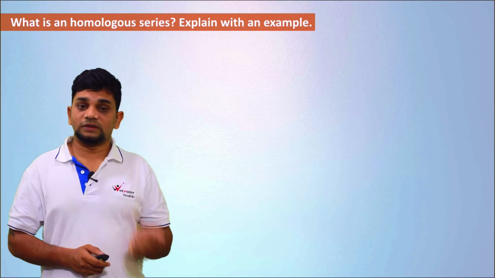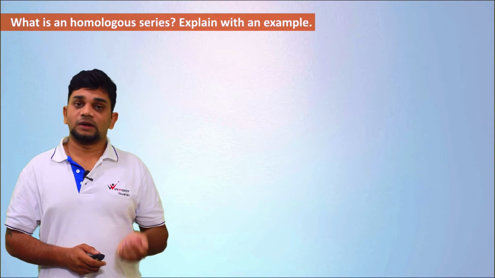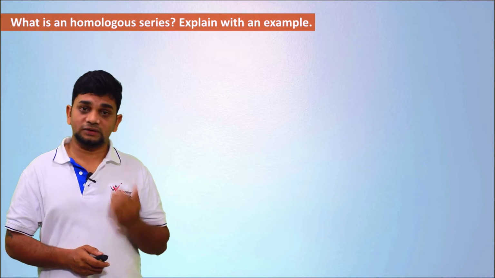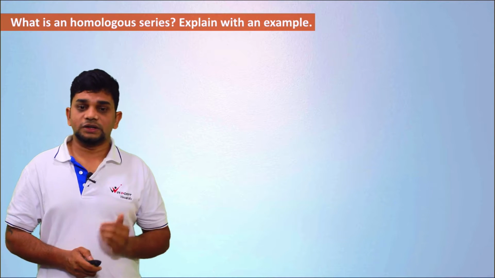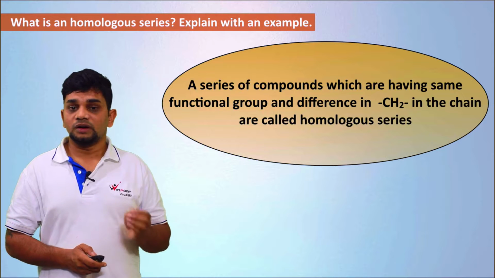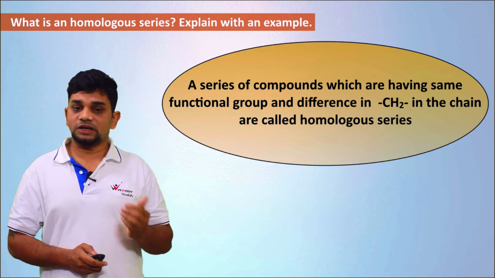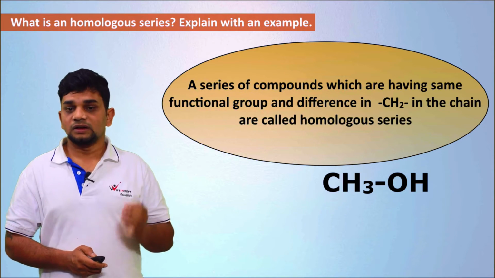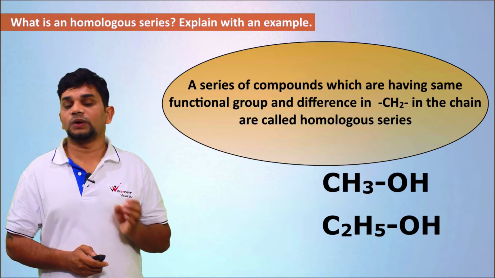What is a homologous series? Explain with example. Very simple question. We have discussed it. We are writing the definition. A series of compounds which have the same functional group and differ by CH2 in the chain are called a homologous series. The example: CH3OH and C2H5OH.